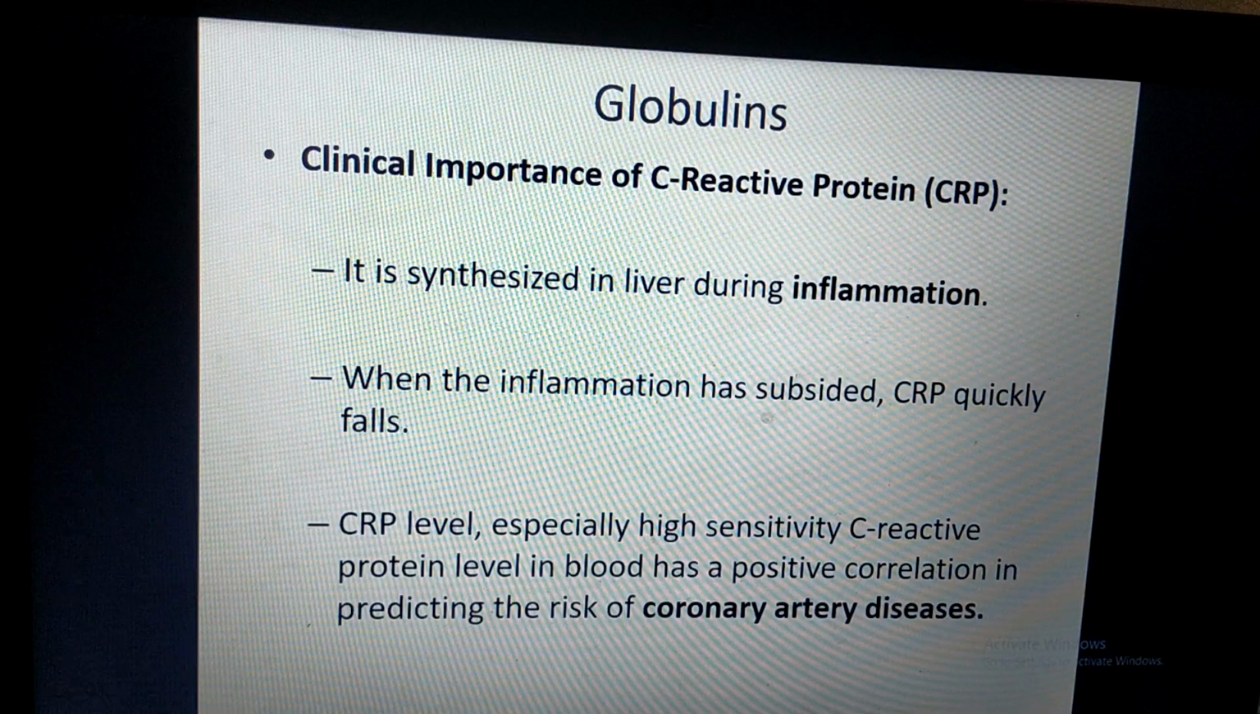High sensitive CRP, or high sensitive C-reactive protein level in the blood, has a positive correlation in predicting the risk factors of coronary artery disease. That means in coronary artery disease, the high sensitive C-reactive protein, which is a variant of CRP, increases.